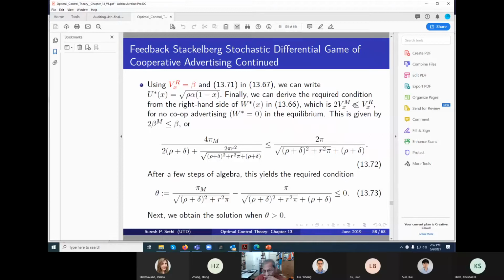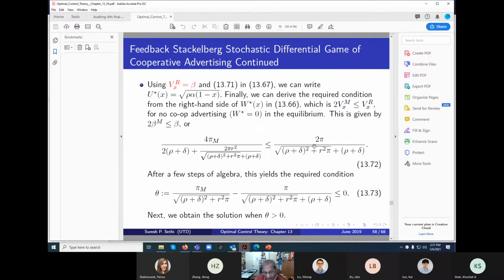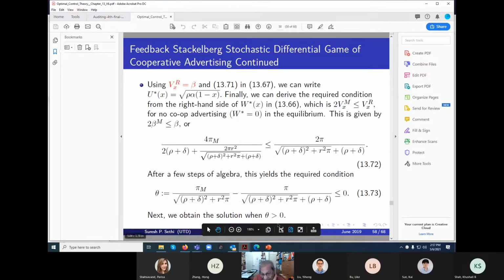So we have 2 v sub xm is less than v sub xr, but we know that means exactly 2 beta m less than beta. Well, I know beta m and I know beta. So I write this. Notice now, this is original parameters. All of them are original parameters. So it tells me that if this is less than that, then W star is going to be 0.